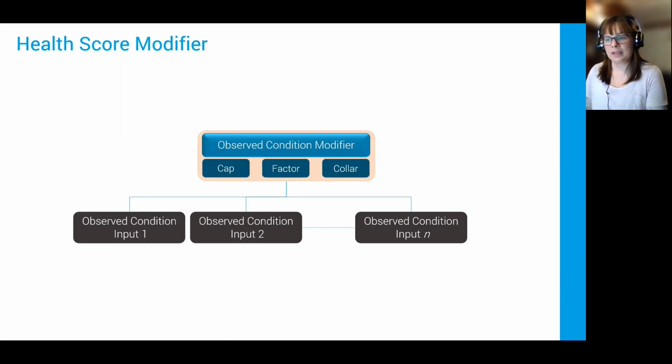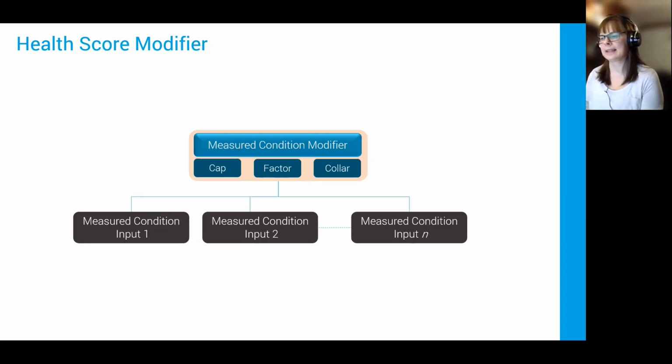For observed condition, I think I've explained this already. Every model will have a number of observed conditions. Common methodology specifies them for the 25 asset classes that are contained within it. But for other organisations, you'll need to adapt the observed conditions. Each condition has a factor, a cap and a collar, essentially. And we do the same as well for the measured condition modifiers.